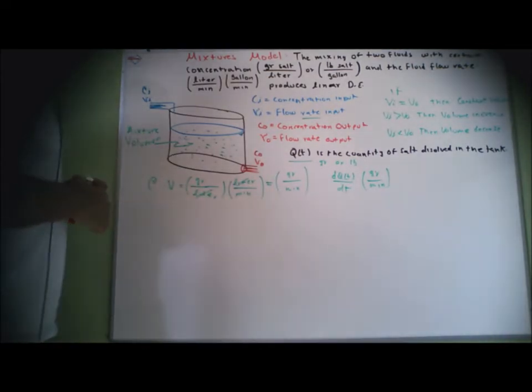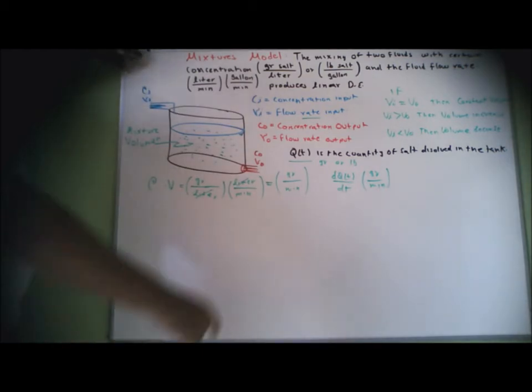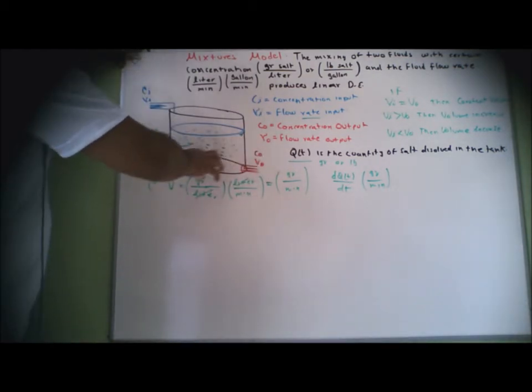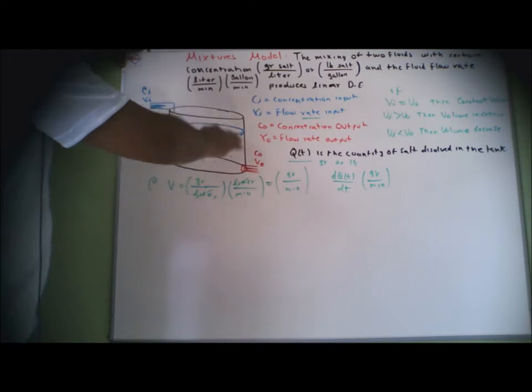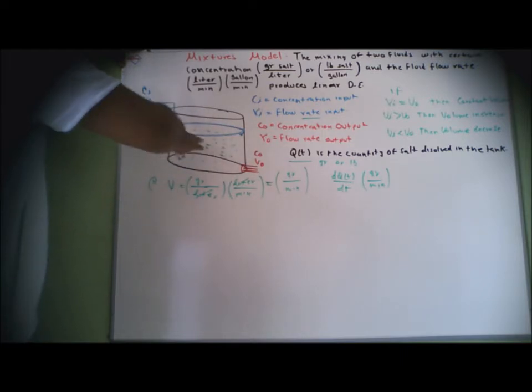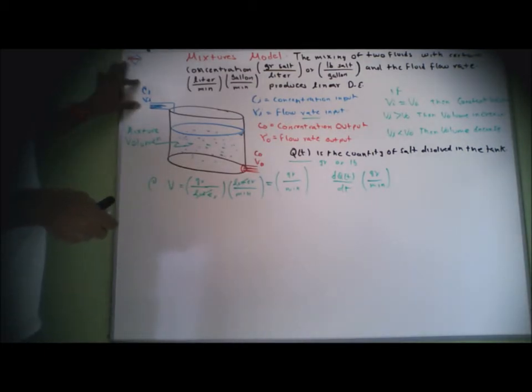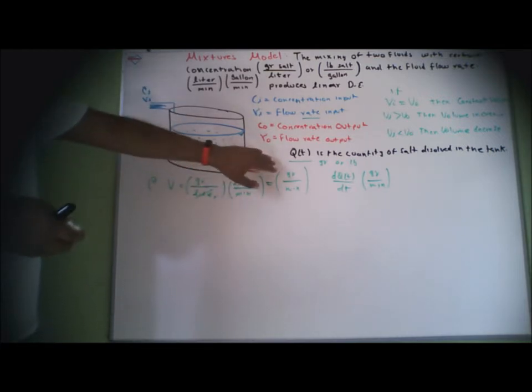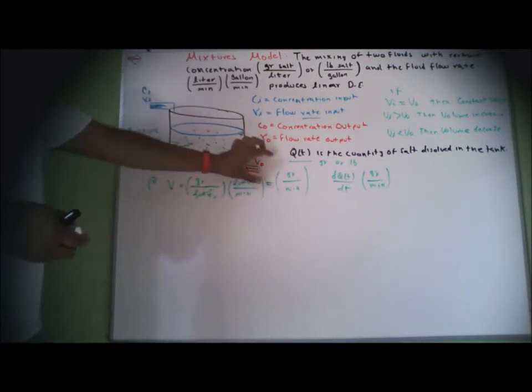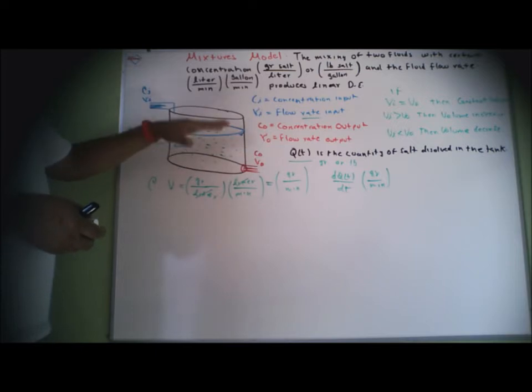Because what happens if the concentration input is equal to the concentration output? Then the quantity of salt dissolved here is going to remain constant, so it doesn't change anything. Okay, so the model goes like this. What should happen is that we should have a difference between the input and the output. If the input and the output are the same, then nothing changes here. At least one of them should change.